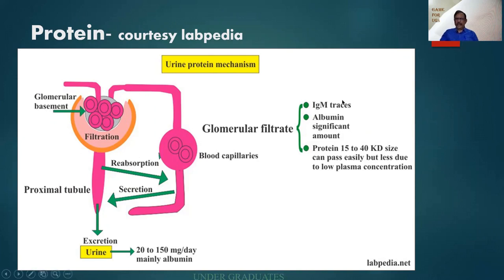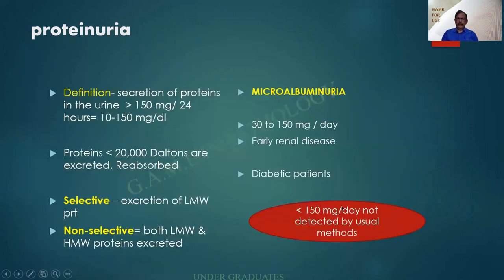The glomerular filtrate can contain all these substances, and protein, this is the one. These shall be dealt with in the subsequent slides. I hope you are able to understand the principle of the glomerulus and the tubule, the reabsorption, secretion. Proteinuria: whenever there is an excretion of protein more than 150 milligrams per 24 hours, it is defined as proteinuria. There is a range between 10 to 150, which is not measured by the usual methods, so this is considered to be normal.